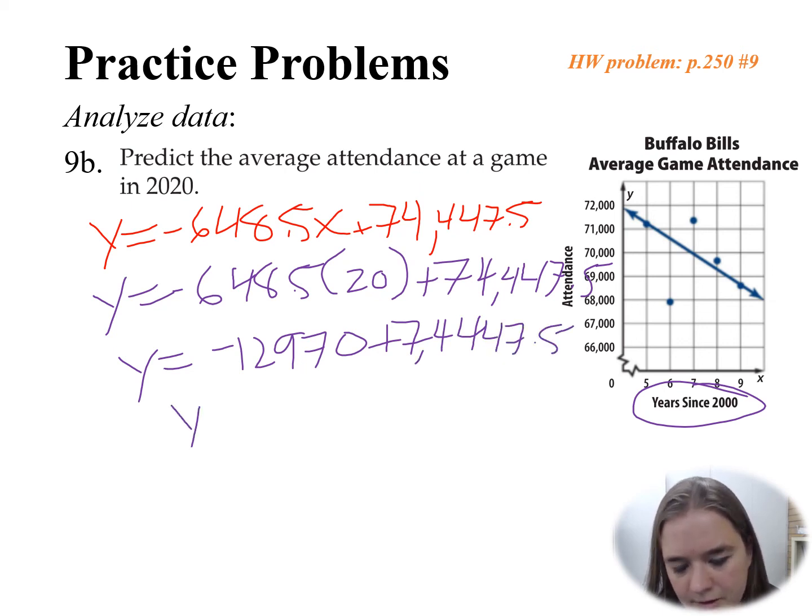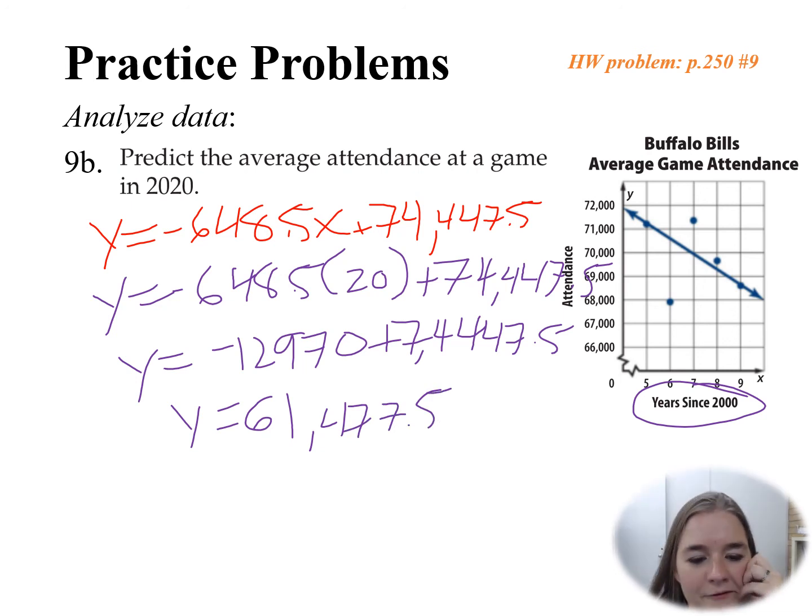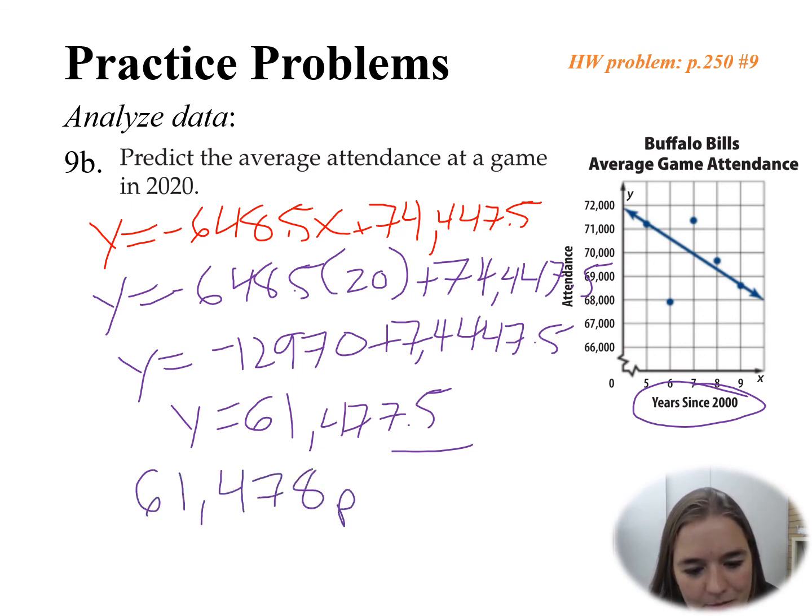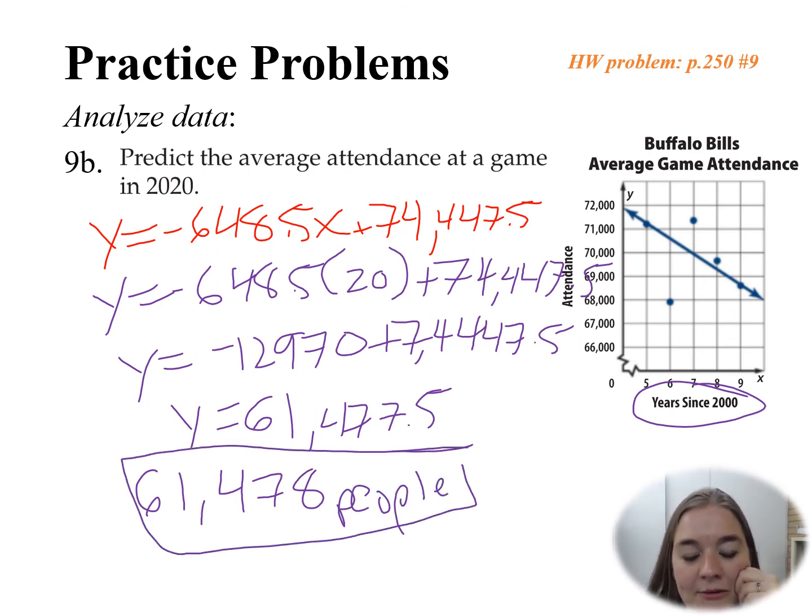and that tells me that I would expect 61,477.5. Well, I can't have half a person at my game here, so I'm going to round up to the nearest whole person. So I would expect 61,478 people. Mathematically, I would predict that that would be the attendance at a game in 2020.